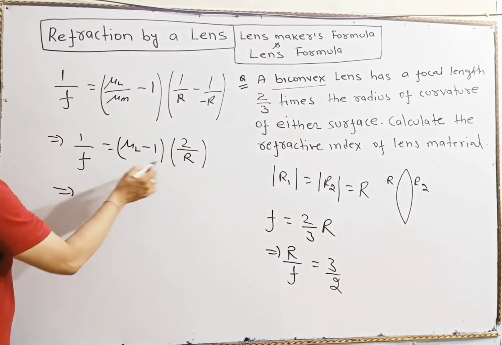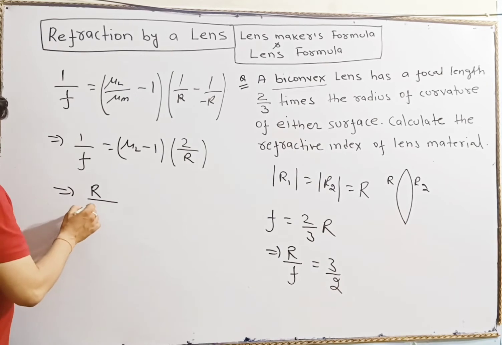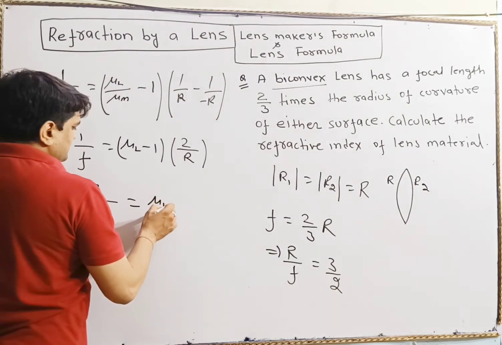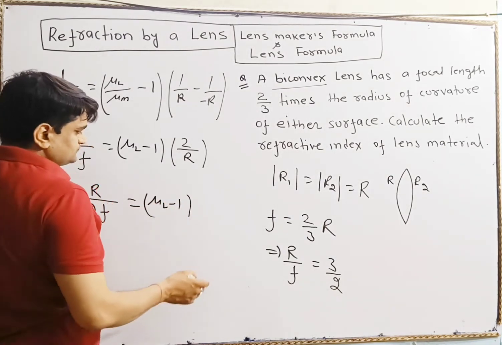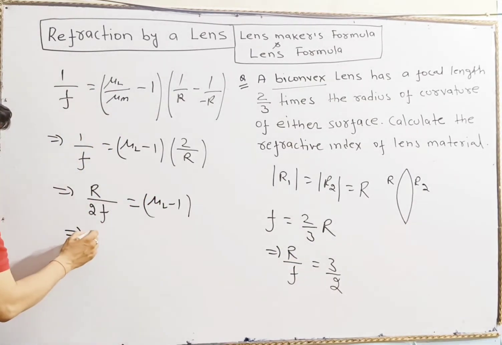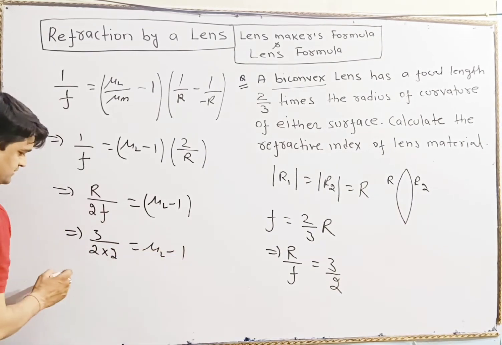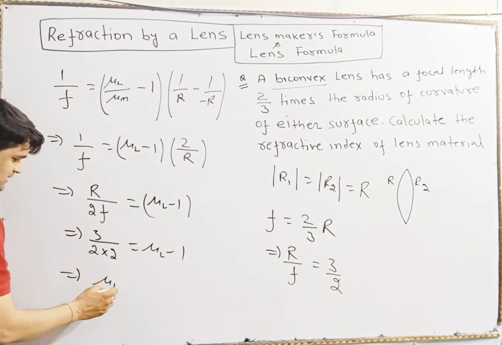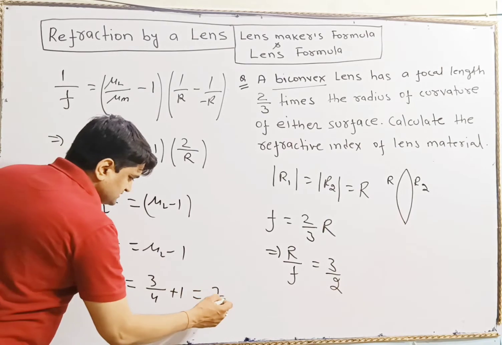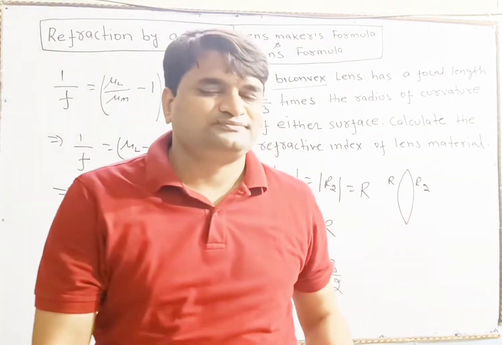Now take R to the left side. It will be R upon 2F equals mu L minus 1. And R upon F equals 3 by 2, so 3 by 2 into 2 equals mu L minus 1. Hence mu L will be equal to 3 by 4 plus 1, which is 7 by 4. Simple question, simple solution. Thank you.